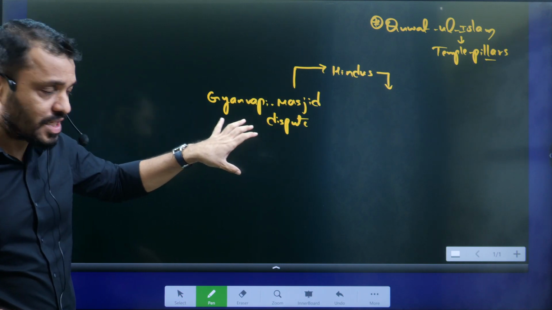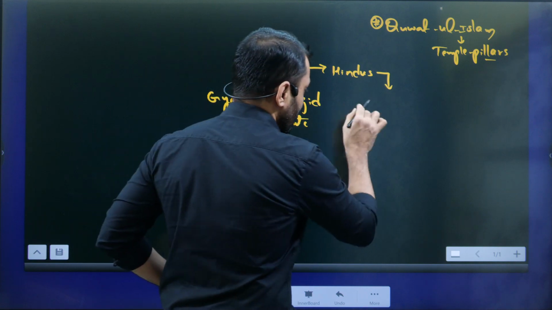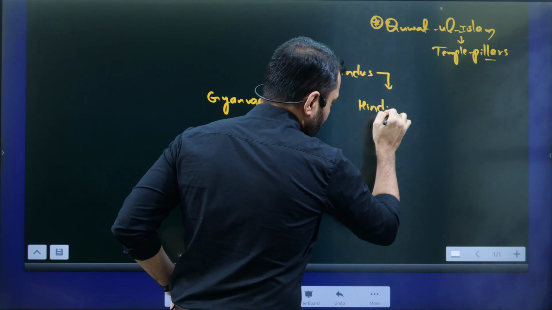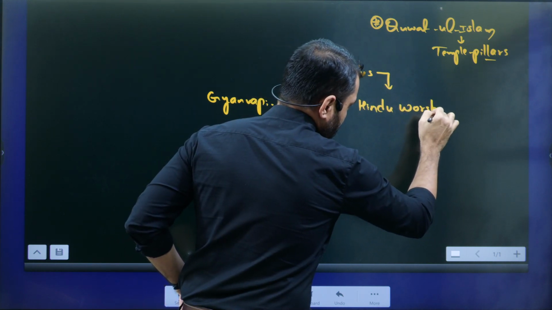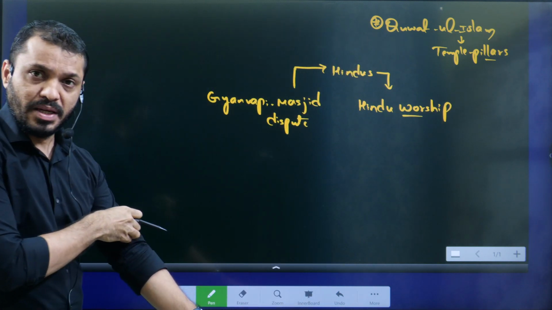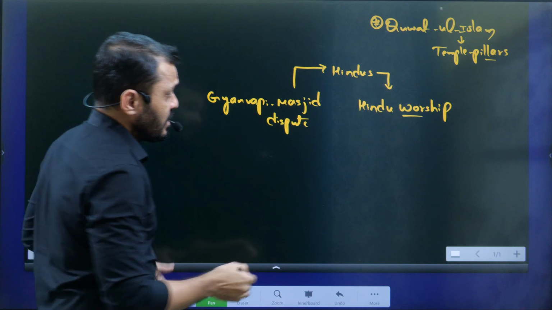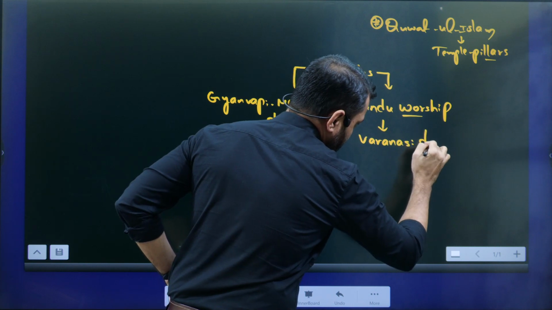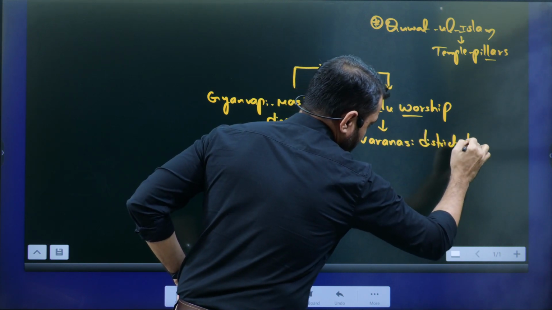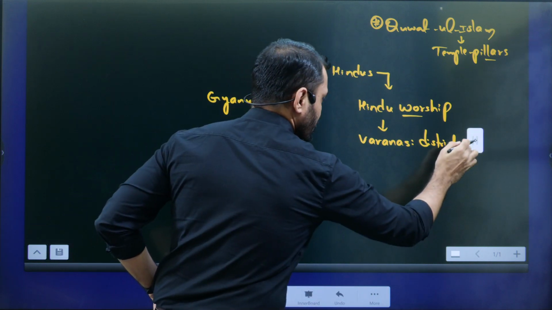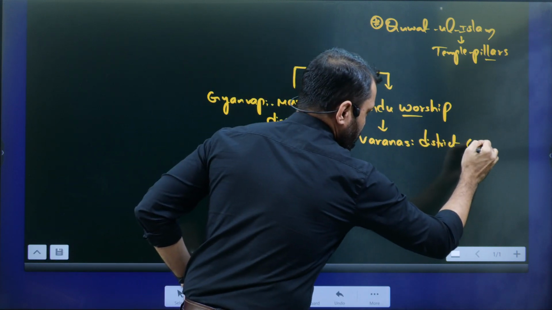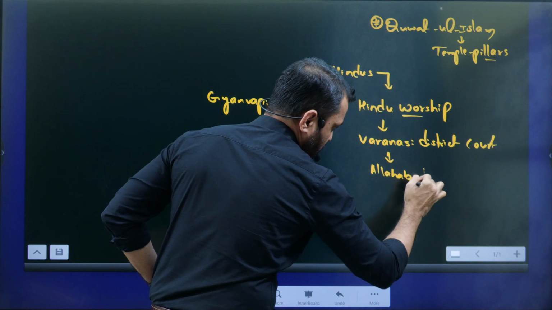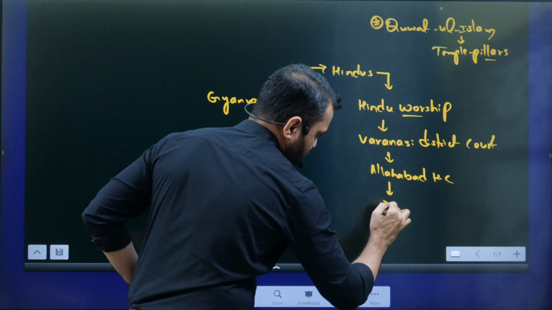Hindus were claiming that this place belongs to the Hindus, that it is a Hindu worship area. So Hindus believe that in this place Hindus should be allowed to worship. Regarding that, they approached the Varanasi district court. Later they approached the Allahabad High Court, and finally the Supreme Court.